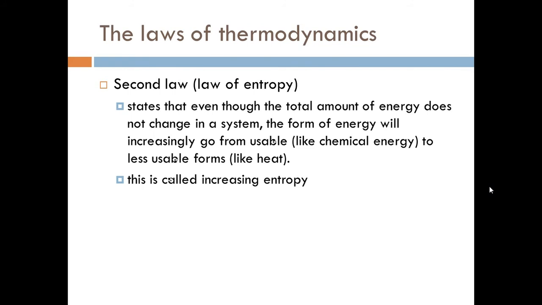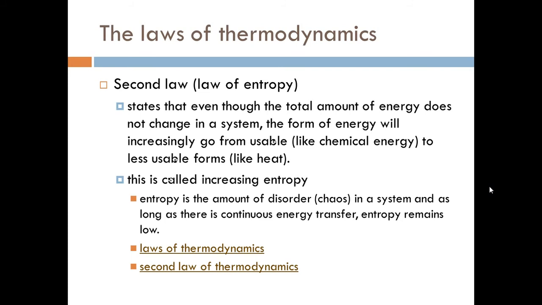This going from usable to unusable forms is called increasing entropy. Entropy is the amount of disorder or chaos in a system, and as long as there's a continuous energy transfer, entropy remains very low. The higher the entropy gets, the more disorder there is.